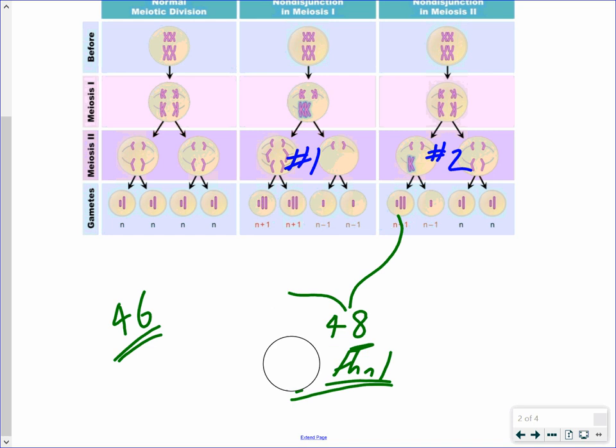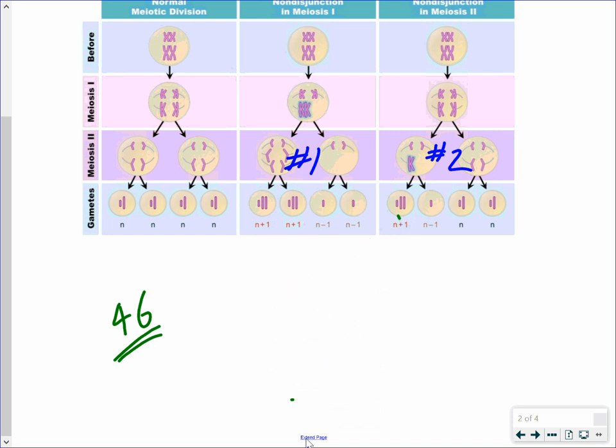Well, what happens if we take these ones here? This one is missing, this one is missing. Well, this is going to be equally as bad because now there would only be 44 chromosomes in total. So this would also typically end up being lethal.